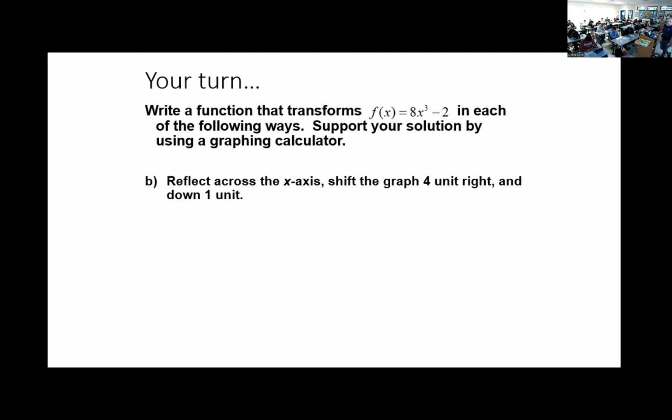Let's try the next one. It's the same f of x. But now reflected across the x-axis, which means we're going to negate the entire function. Shift 4 units to the right, which means my h is +4, so it's going to be f of x minus 4. And then on the outside is going to be -1.